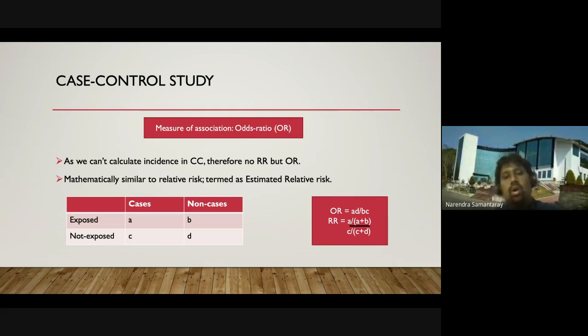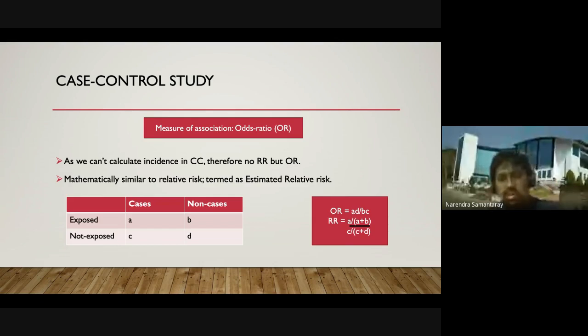Since we're not able to calculate incidence here, we are trying to estimate the relative risk. And relative risk is nothing but a calculation of two incidences. Since we're not able to calculate incidence, we are estimating the relative risk here. Hence, it is known as estimated relative risk. Not only relative risk, the odds ratio is the estimated relative risk.